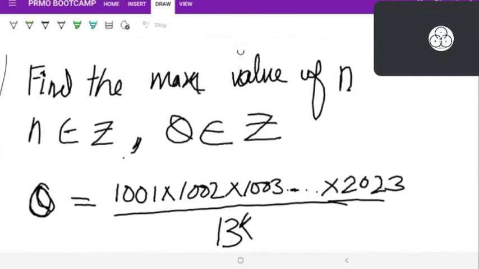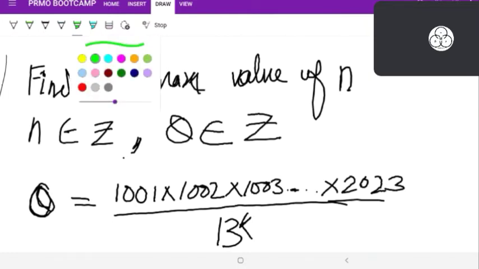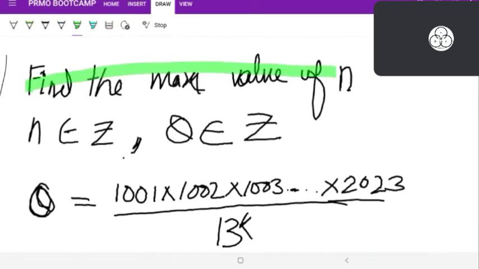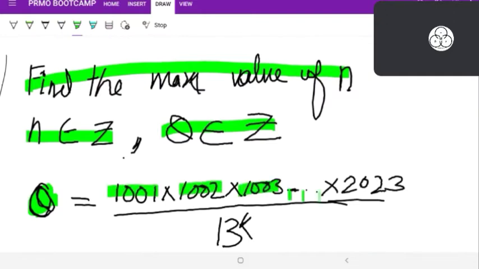Last question from Legendre's theorem. Find the maximum value of n. I'm reading it out. Find the maximum value of n. N belongs to natural number. Q belongs to natural number. This is Q, not theta. Q equals to 1001, 1002, 1003, so on, 2023 divided by 13 to the power k. This is a damn easy question.